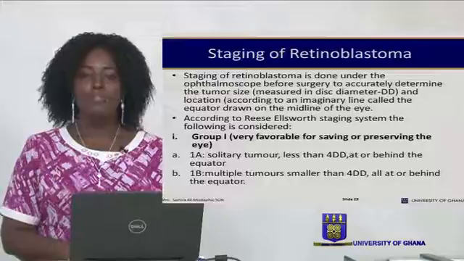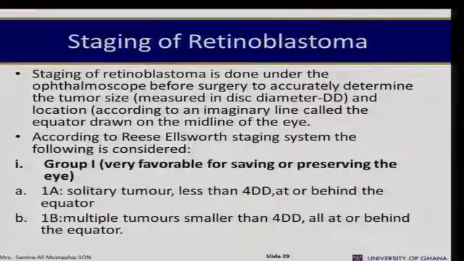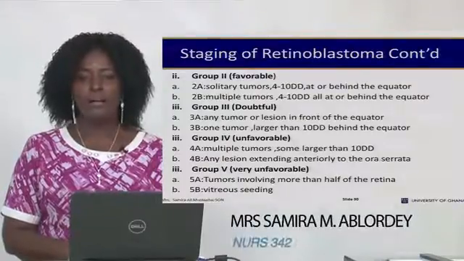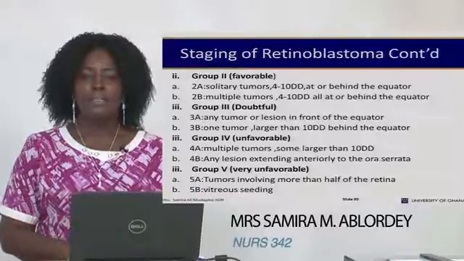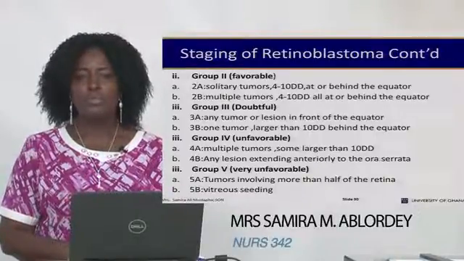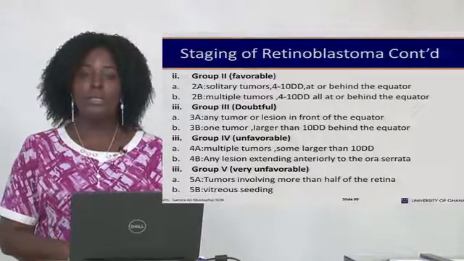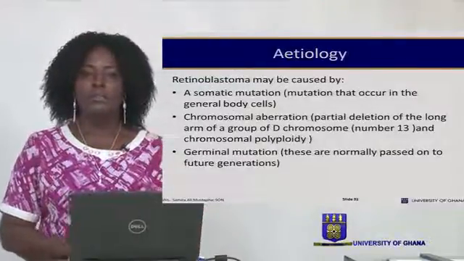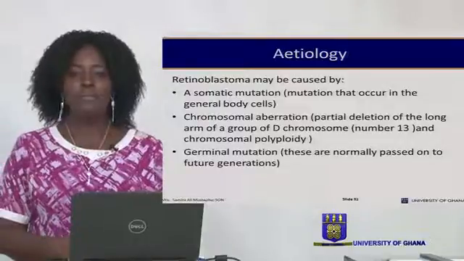The staging we have talked about, and we are saying that in cases where we talk about group 1, they're very favorable for saving, and therefore the outcome is good. And in group 2, we say that it is doubtful because the lesion might have progressed. However, it can be saved. But when it comes to group 3 it is favorable. However, from group 4 and beyond, enucleation or the removal of the eye may be necessary.